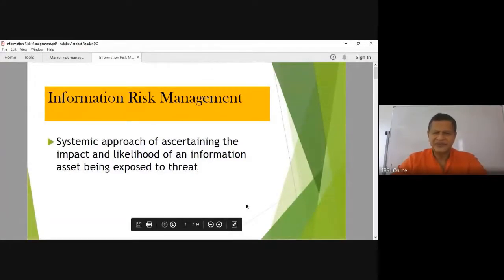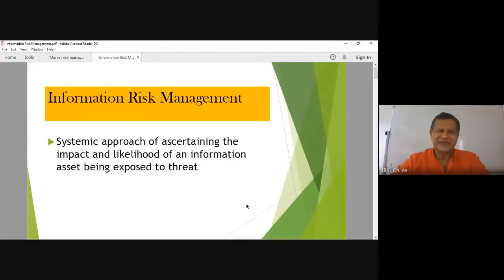I have also shared with you this time the market risk management slides. After we complete this portion of the information risk, we'll be starting market risk management thereafter.